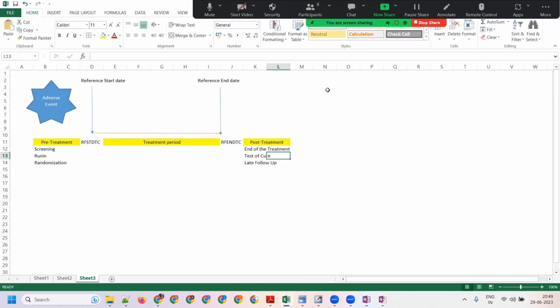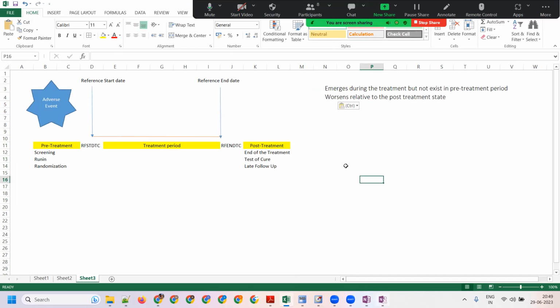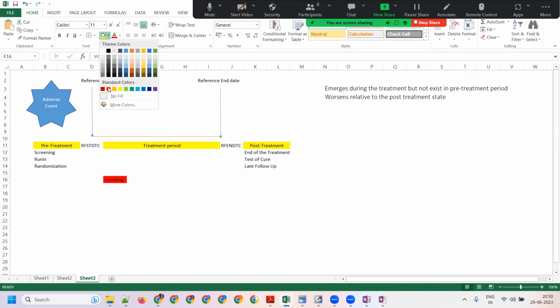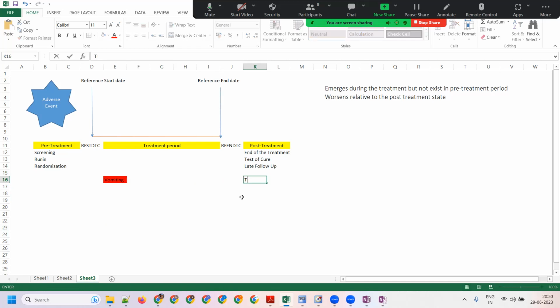Now I'm going to give the justification for these two. I take this particular one now. Any event that emerges during the treatment but not in the pre-treatment period, meaning let's say there is an adverse event here. That adverse event is vomiting. Let us say vomiting started after my treatment started, but vomiting is not part of my pre-treatment. Can I straight away consider this as a treatment emergent flag, treatment emergent adverse event? Yes or no? Yes, sir. Answer is no.